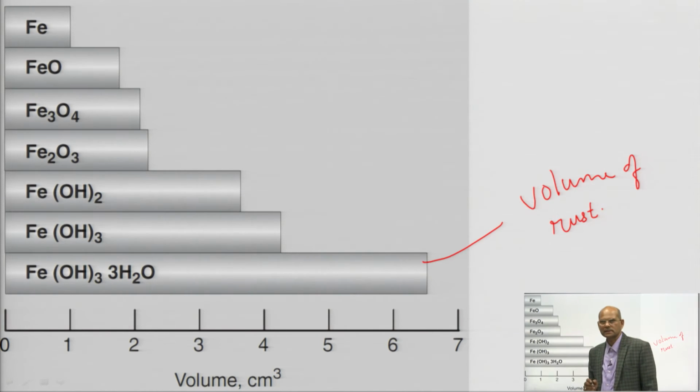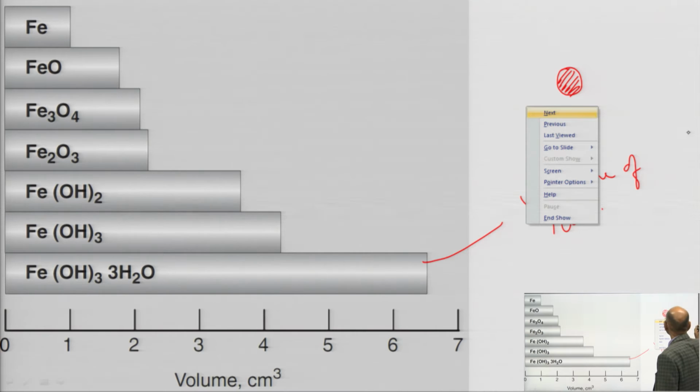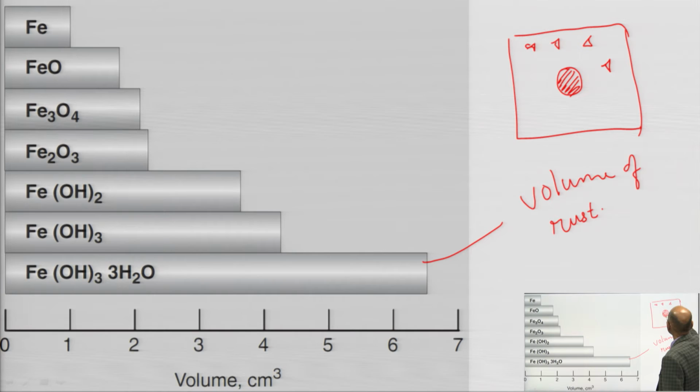What is this volume of rust doing here? Because the steel is embedded inside the concrete. Suppose you have a concrete surface here, and a steel bar here. This is the original condition. This original area is going to reduce. Let us say this is your concrete surface, and I have taken the cross section here.